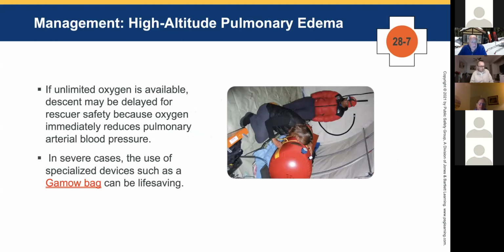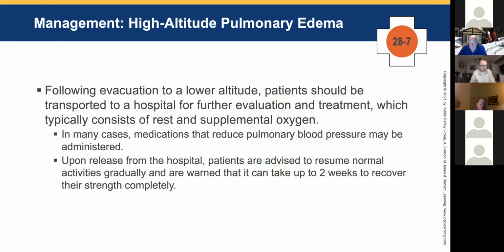If unlimited oxygen is available, descent may be delayed. Again, what we're looking at here is mountain climbing. Descent may be delayed for rescue safety because oxygen immediately reduces the pulmonary arterial blood pressure. In severe cases, the use of generalized or specialized bags such as the Gamow bag can be life-saving. We don't have one at the area. Once somebody goes to a lower elevation, they resume normal activities gradually. Warn them it can take up to a couple of weeks to recover their strength completely.